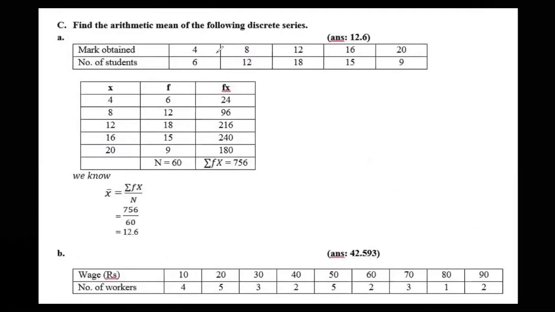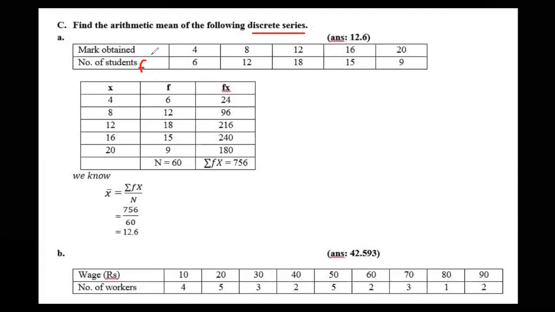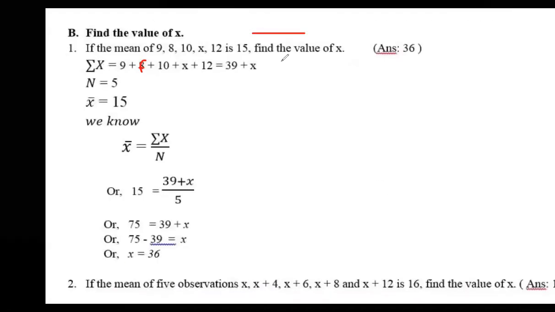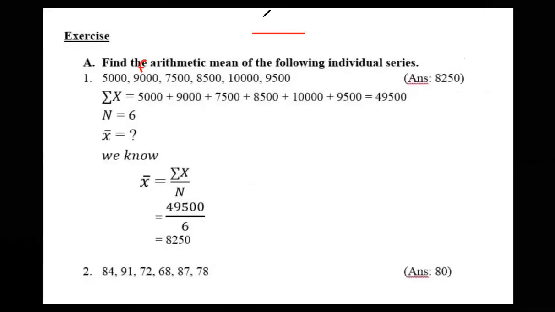If you can see the numbers and also the frequency, then this is called the discrete series. Numbers are there as well as frequency, then that is called the discrete series. And if the numbers are given as 4 to 10, 5 to 10, then that is called the continuous series. We will learn that continuous series the next day. So today we learn the individual series and the discrete series. Let us go one by one now.